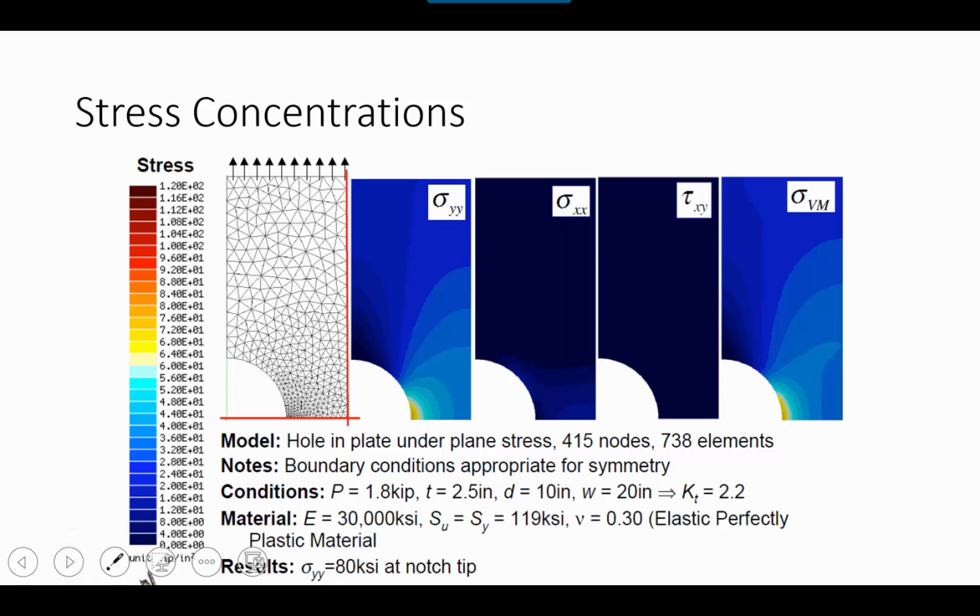Now, the numerical method, again, would be to create a representative geometry with a fine enough mesh so that when we simulate under linear elastic conditions, we can get a good approximation of the stress field. So the stress in the y direction, the x direction, the shear, as well as an equivalent von Mises stress.